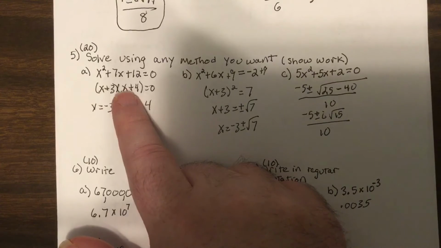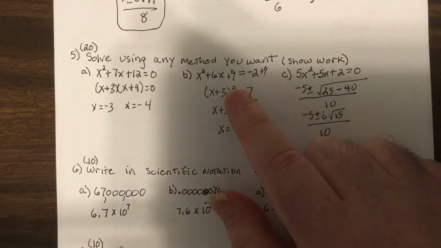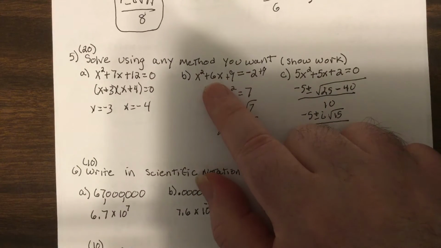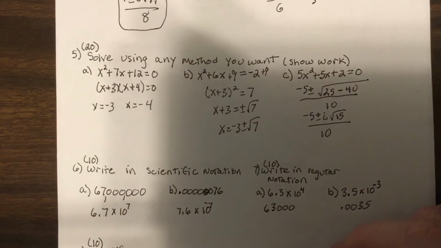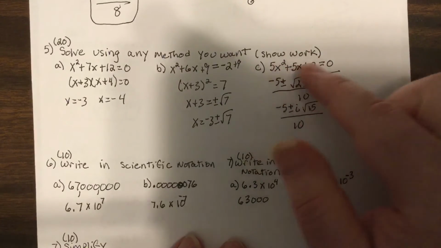Solve using any method. This one's factorable. Now again, you could do quadratic formula, completing the square, but it factors real nice. This one is perfect for completing the square. It's set up. Half of 6 is 3. 3 squared is 9. Woohoo! Add 9 to both sides. Square root and solve.